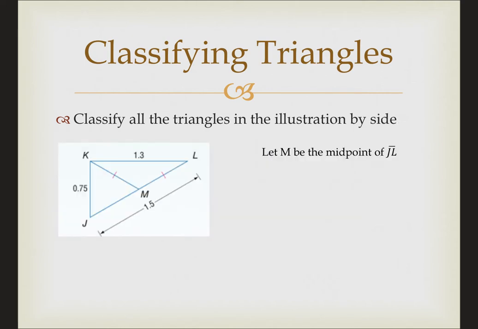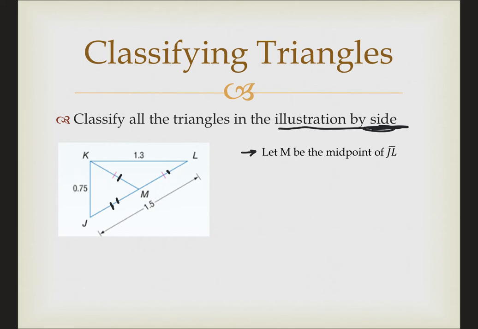Now this one, we read the instructions and we are labeling it by its sides. So here we go, instructions. Let M be the midpoint of JL. Midpoint means that JL is cut into two equal pieces. So JL, this is congruent to this, which already has a congruency marking. So all of these are congruent to each other.